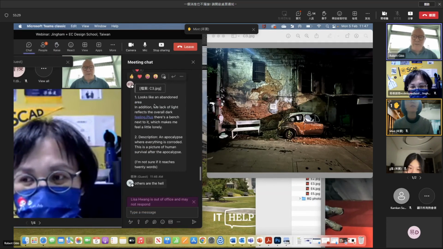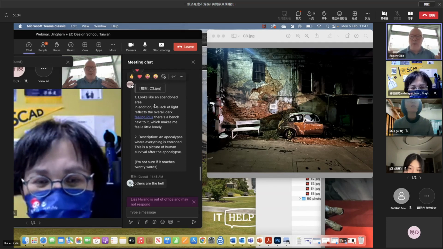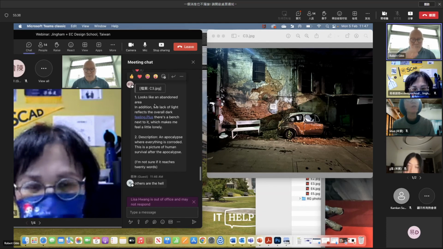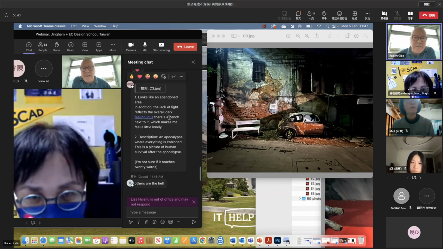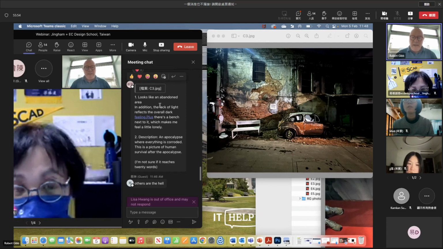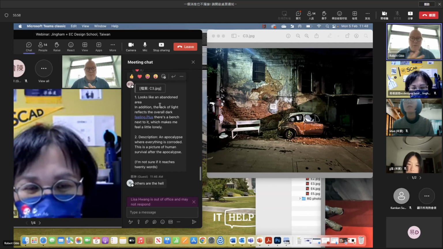So someone says, it looks like an abandoned area. In other words, you're describing the content. So the question you would then ask is, we'll go through this. So one, it looks like an abandoned area. In addition, the lack of light reflects the overall dark feelings. That's interesting. The benches next to it make it feel lonely. Okay, so this becomes interesting. When you start to look at images and describe them, you describe the content. Now, what you've done there is you've described the content quite well.